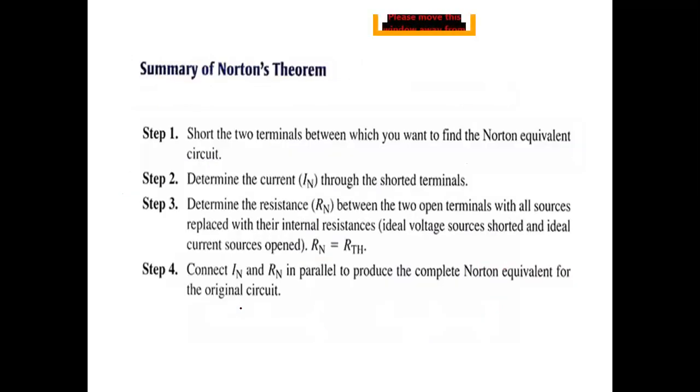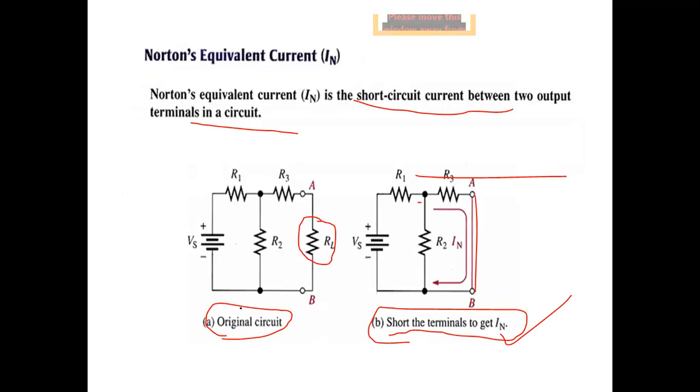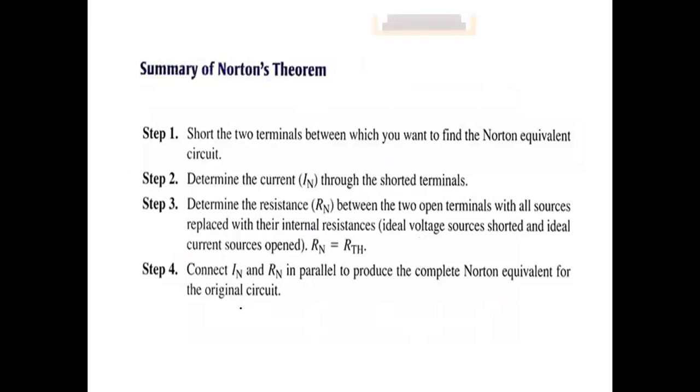So there are four steps for Norton's theorem for calculating the value of the Norton current and Norton resistance. First step is short the two terminals between which you want to find the Norton equivalent circuit. Second is determine the current IN through the shorted terminal, as already we have seen, or just short the terminal to get the value of Norton current. And the third step is determine the resistance RN between the two open terminals with all sources replaced with their internal resistance. Ideal voltage sources shorted and ideal current sources open. And Norton resistance is equal to your Thevenin resistance.